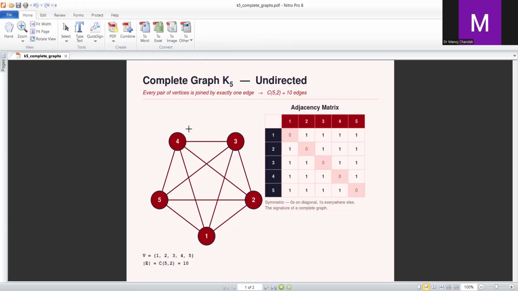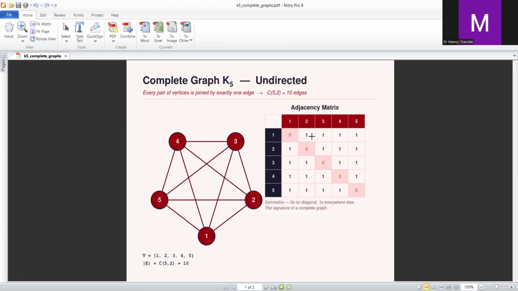Since this is an undirected graph and they are asking whether the undirected graph is complete in nature or not, what you are required to look into is whether all the entries either in the upper triangular or in the lower triangular are 1. If they are 1, then you can always take this graph as a complete undirected graph.